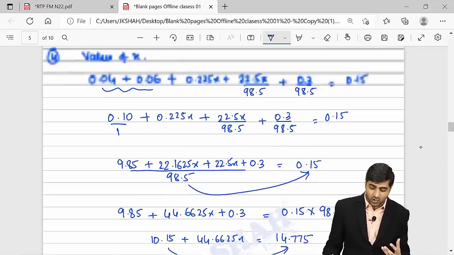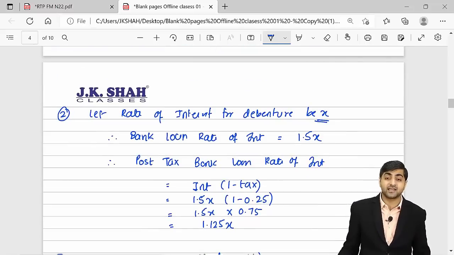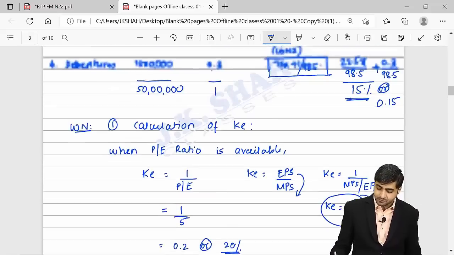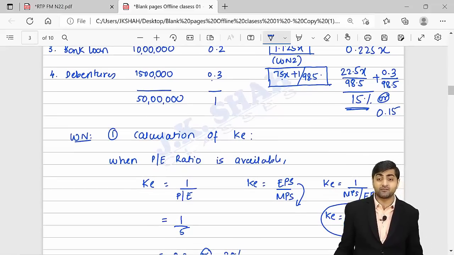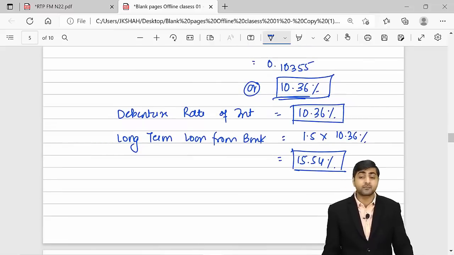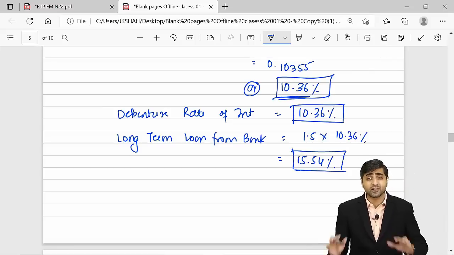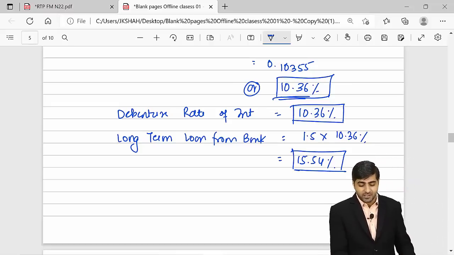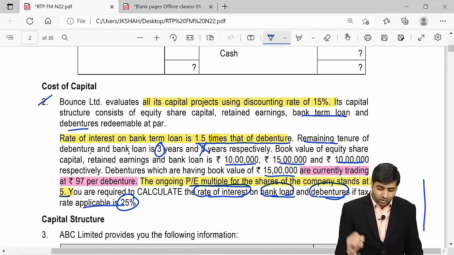So I hope you have understood. The entire process is what? That first we have to assume your rate of interest on debenture as x. So this will become 1.5x. Okay, and then we calculated all the other types of cost. We had the total available as 0.15, and eventually we got the value of x after substituting all this, which is 10.36%, and hence your bank loan rate of interest is 15.54%. So too much of calculations pertaining to your calculation of x, but I hope you all have understood this particular question thoroughly. So this was now your question number 2, which was regarding your cost of capital.